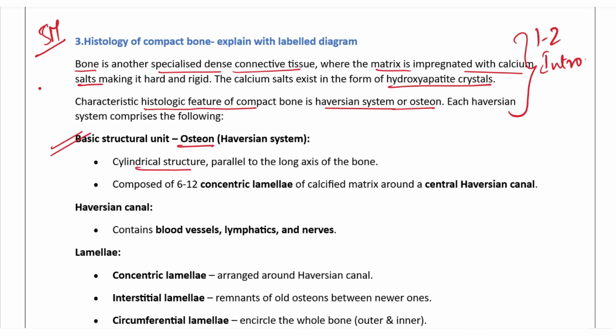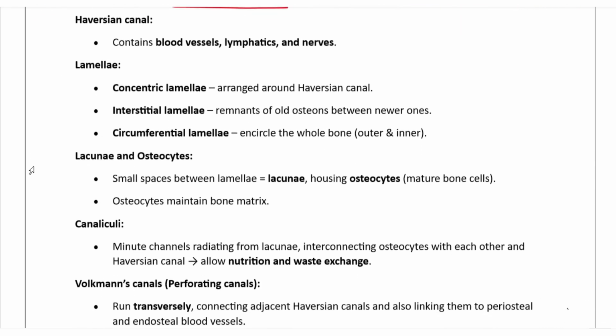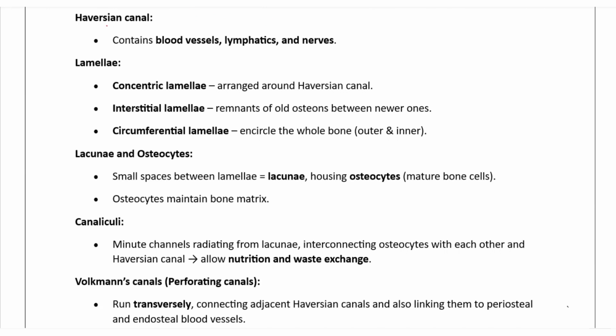It's a cylindrical structure parallel to the long axis of bone. It's composed of 6 to 12 concentric laminae around a central Haversian canal. The Haversian canal is also responsible for nutrition, as it contains blood vessels, lymphatics and nerves. Then we have the lamellae. We have 3 types of lamellae: concentric, interstitial and circumferential. Concentric are arranged around the Haversian canal, about 6 to 12.